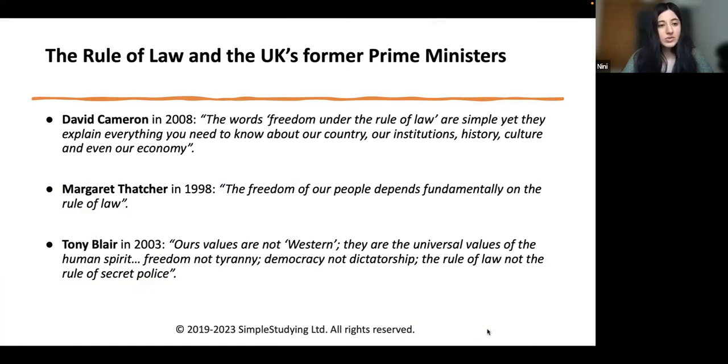We have quotes here from UK former prime ministers on how they defined the rule of law. David Cameron: the words freedom under the rule of law simply explain everything you need to know about our country, our institutions, history, culture, and even our economy. Margaret Thatcher: the freedom of our people depends fundamentally on the rule of law. So she regards freedom as the fundamental component of the rule of law. And Tony Blair: our values are not Western, they are the universal values of the human spirit. Freedom, not tyranny; democracy, not dictatorship; the rule of law, not the rule of secret police.